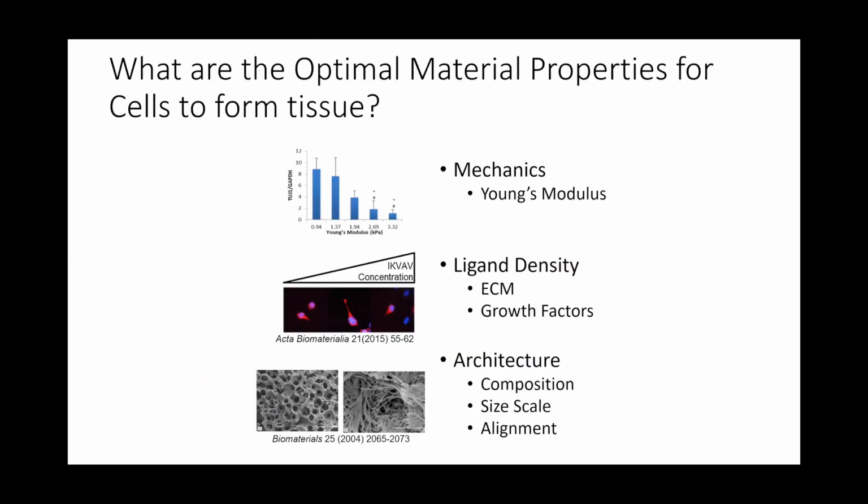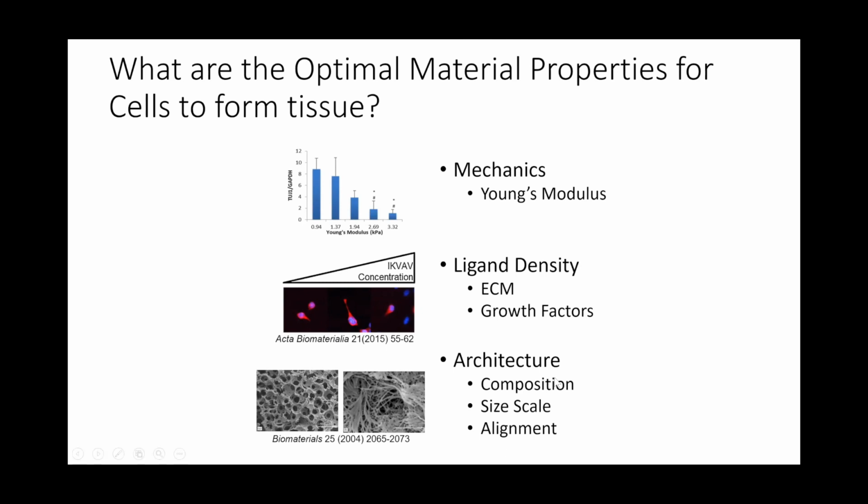So from an engineering perspective, how do we manipulate these aspects to be able to mimic the tissue of development that we want to emulate to restore function? And essentially, it boils down to three things we can change. The first one is the mechanics, which is typically referred to as the Young's modulus. Next, we're talking about signaling, and this is ligand density. So ECM, growth factor concentrations, spacing, essentially where they are and how they're presented. The last thing is architecture.